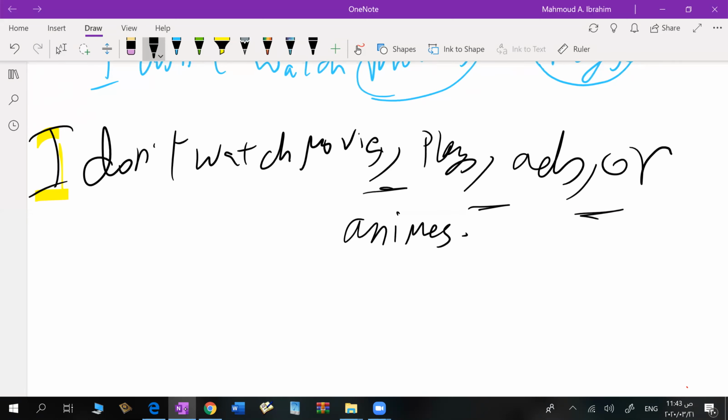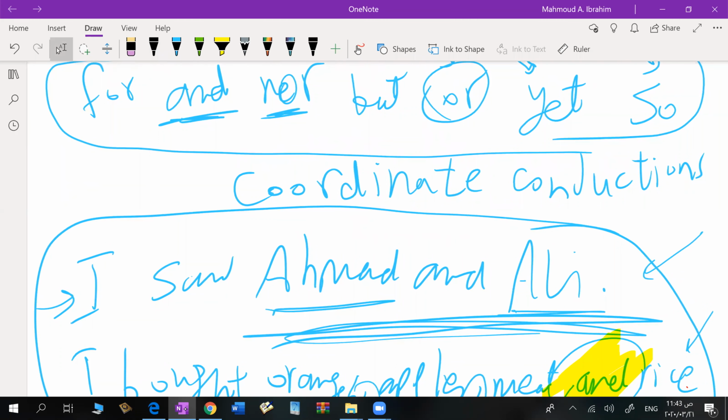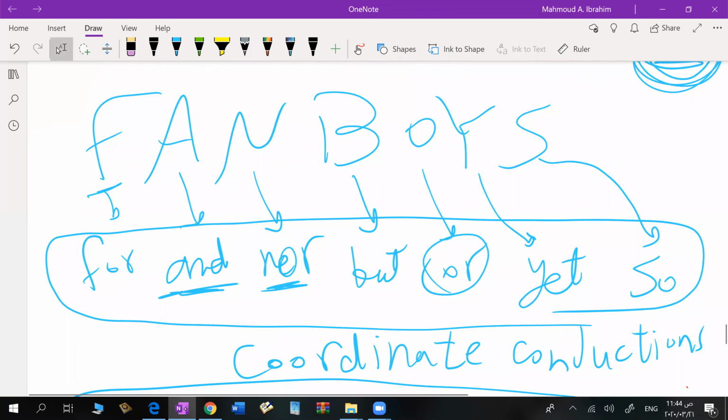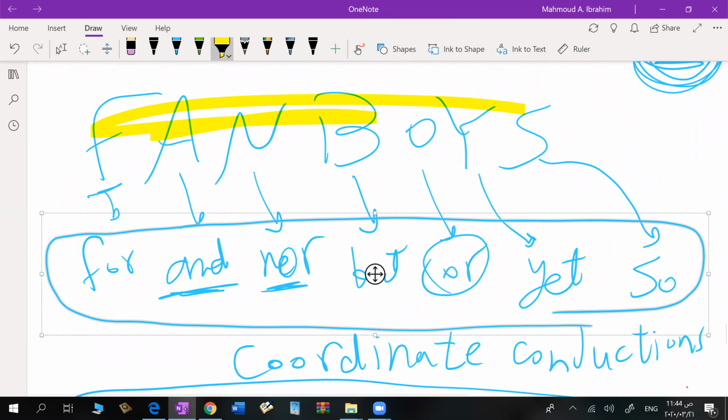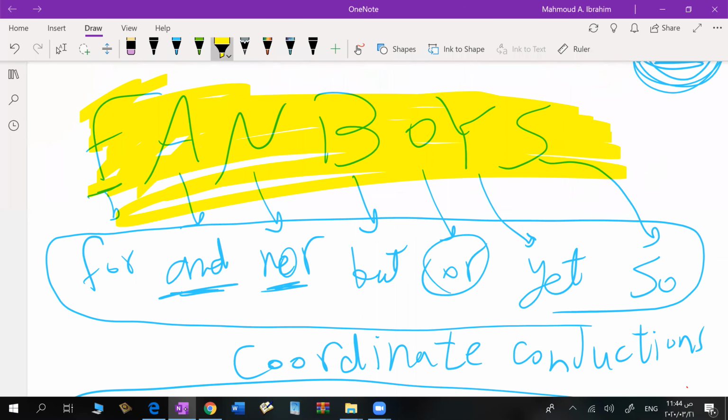But again, I would like to stress one thing. This is not the coordinate conjunction. Coordinate conjunction must connect clauses with each other, not phrases. Okay? So let's get back again to the fanboys: for, and, nor, but, or, yet, so.